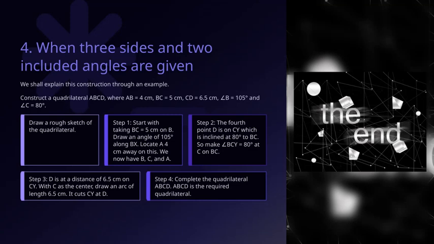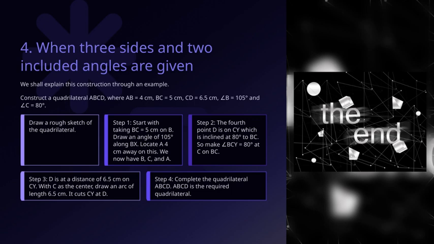Now, let's look at what happens when we are given 3 sides and 2 included angles in a problem. To make this clearer, I'll walk you through an example of constructing such a quadrilateral. First, we'll construct quadrilateral ABCD, where we know that AB measures 4 centimeters, BC is 5 centimeters, CD is 6.5 centimeters, angle B is 105 degrees, and angle C is 80 degrees. Start by drawing a rough sketch of the quadrilateral to visualize the problem.